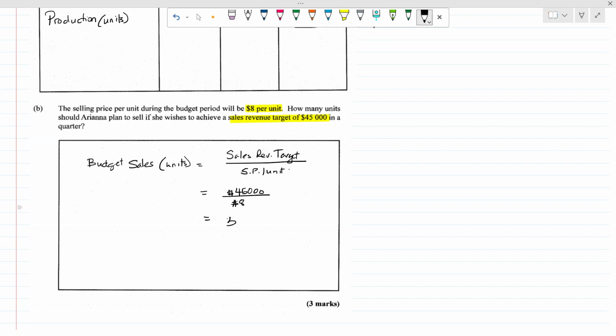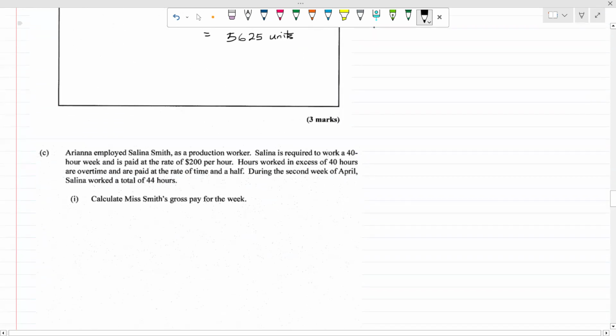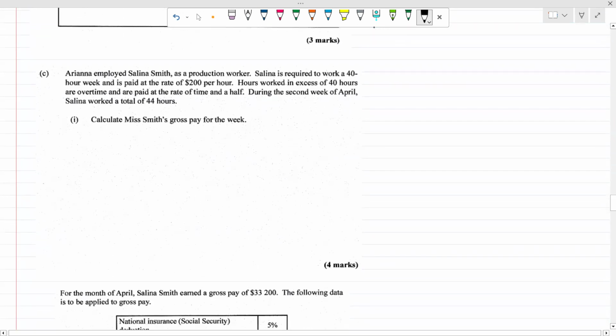Talking about 5,625 units. So she wants to hit her sales revenue target of $45,000. This is the number of units that she needs to sell. Now, look at how this question combines both the costing and then they bring in a little bit of payroll in it.